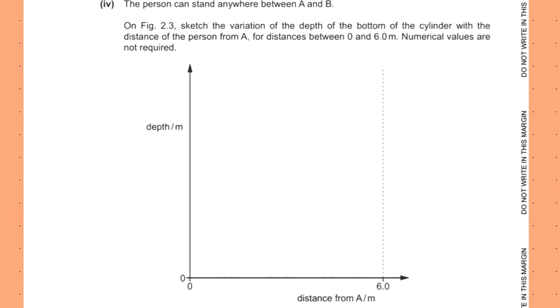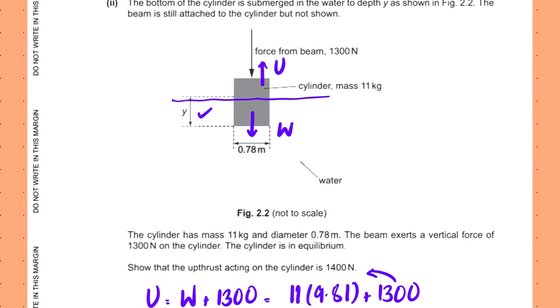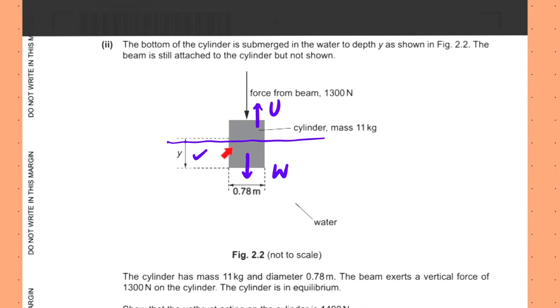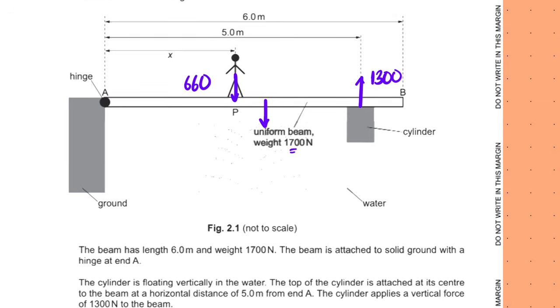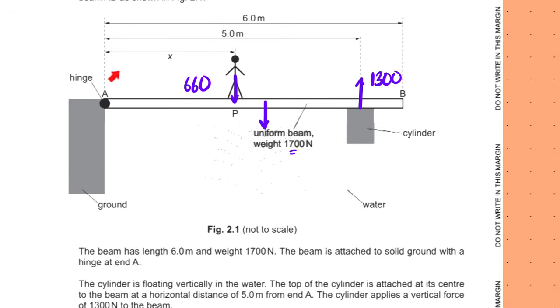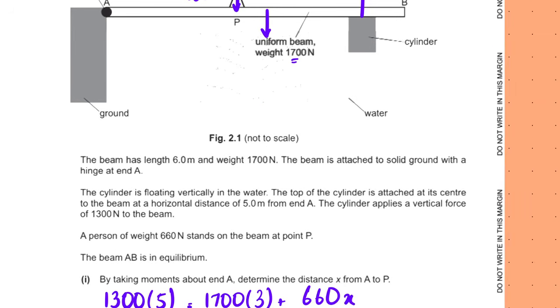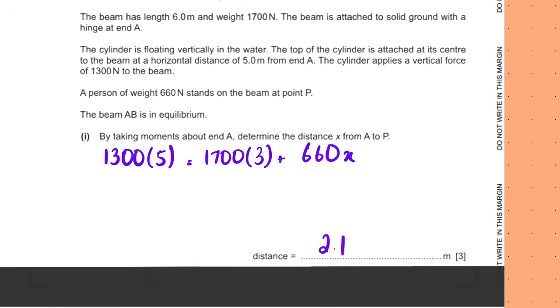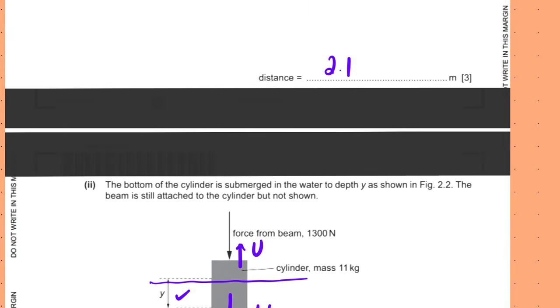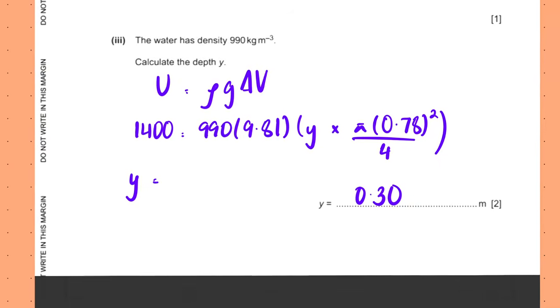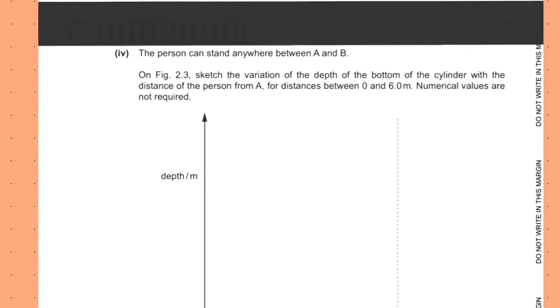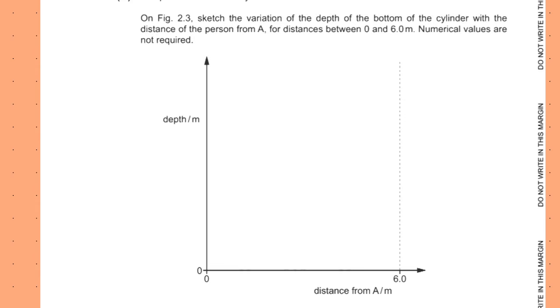So it's the depth of the bottom of the cylinder with the distance of the person from A. Okay, so the depth of the bottom of the cylinder is this, right, which was initially y. And this is to be plotted against the distance from A, which is x. So what I just saw was this, that basically, okay, so first of all, let's think about this.